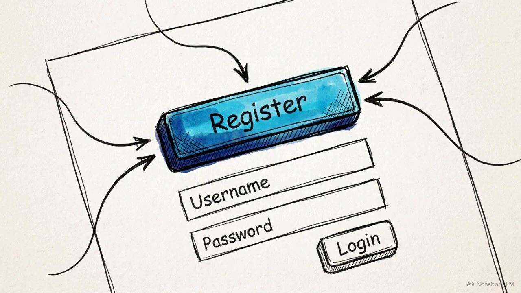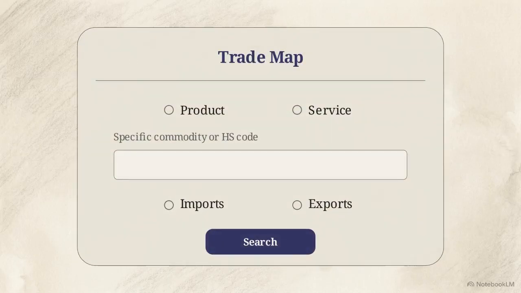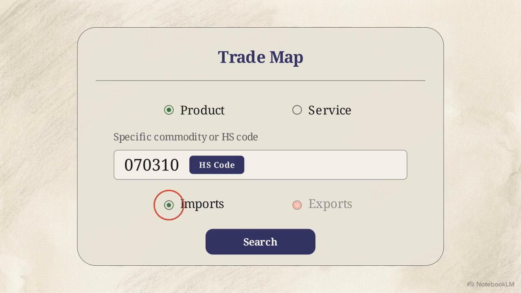You must create a free account to access the advanced data, so take a moment to register and log in. This search interface is where we start. Select the product category and type in your specific commodity, like onions, or its numeric HS code. Now, a crucial step. Make sure you select the imports option, not exports.